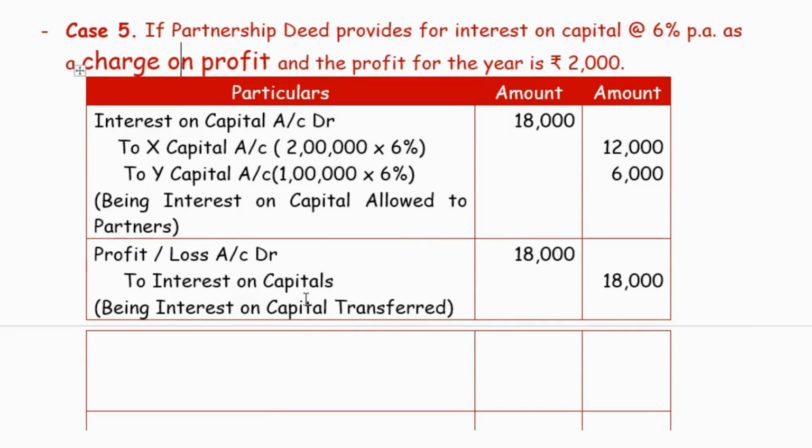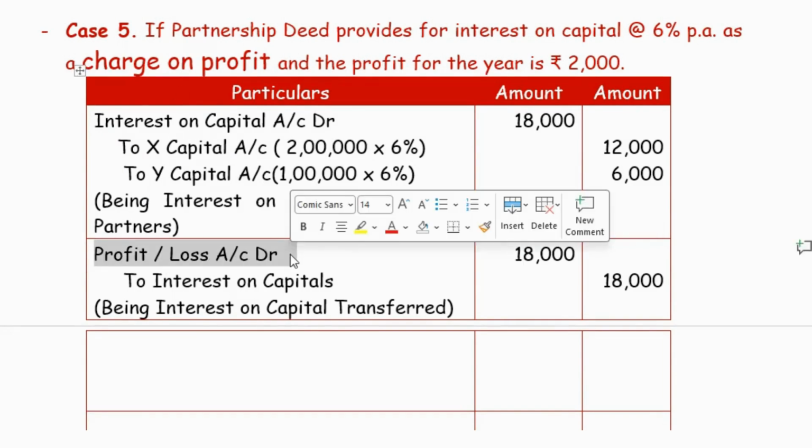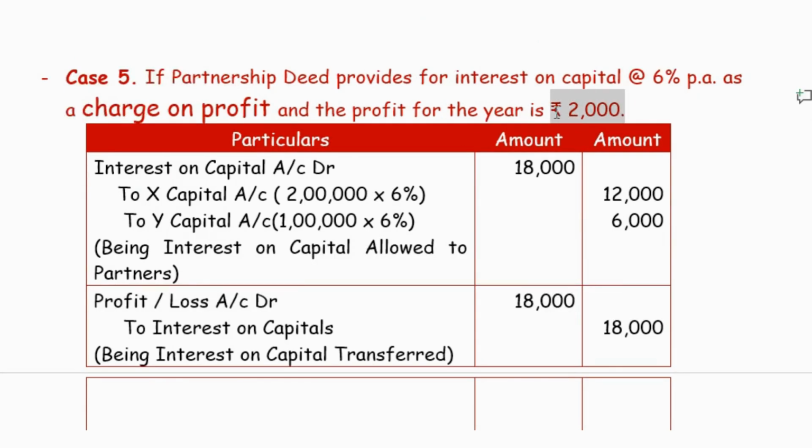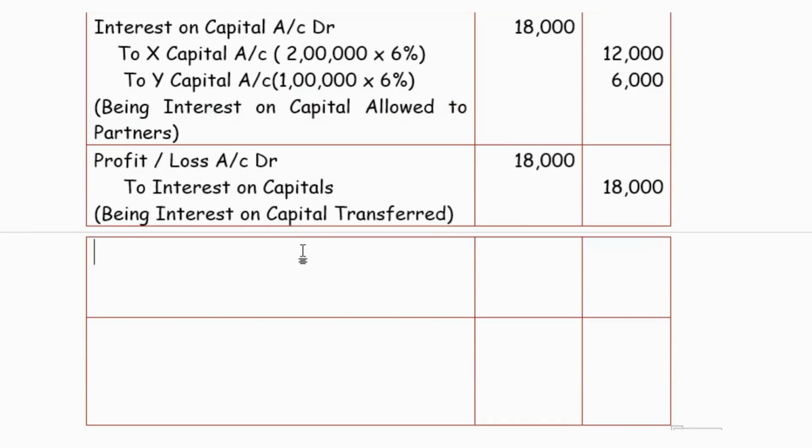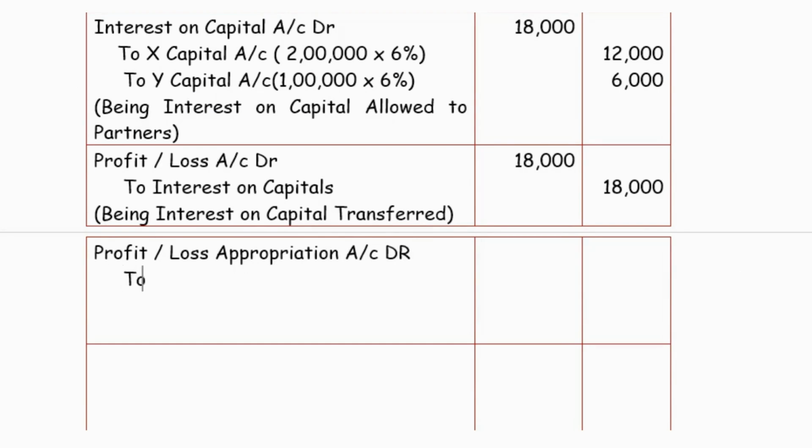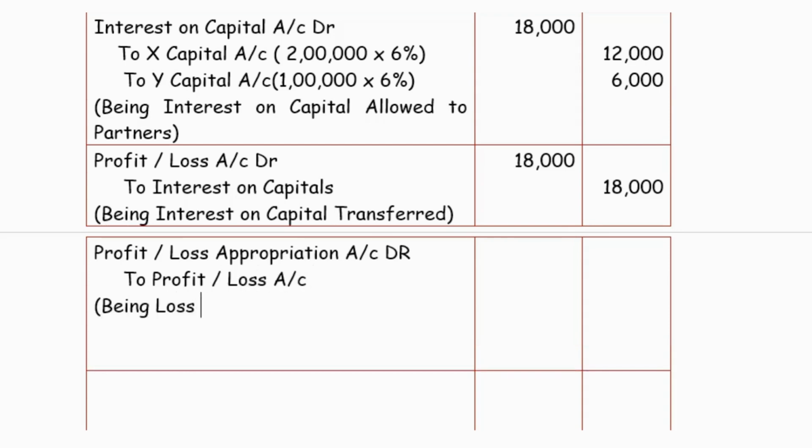Whenever it is a charge, the interest is to be adjusted in the normal profit or loss account. And here the profit available is only 2,000, but the commitment for the firm is 18,000. So the firm suffers a loss of rupees 16,000. Whenever there is a loss, the profit or loss appropriation account is to be debited. The loss is transferred from the normal profit or loss account to the P&L appropriation account.